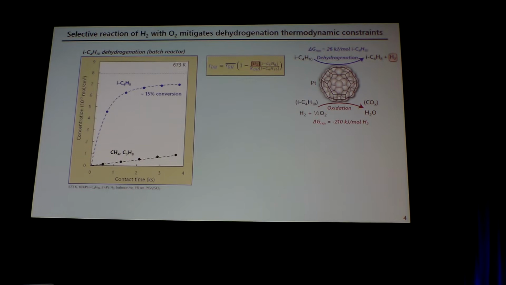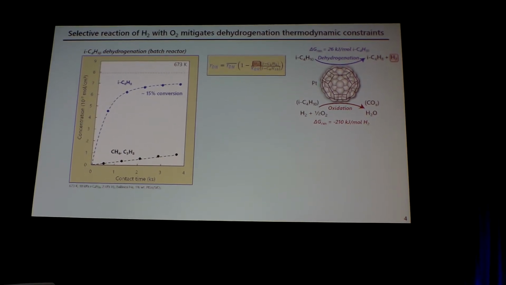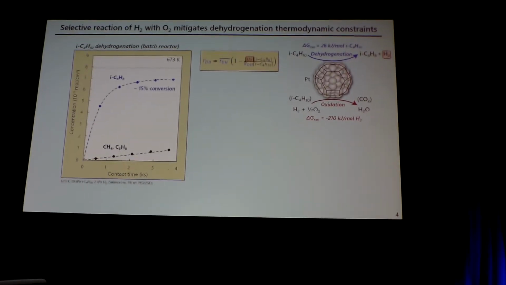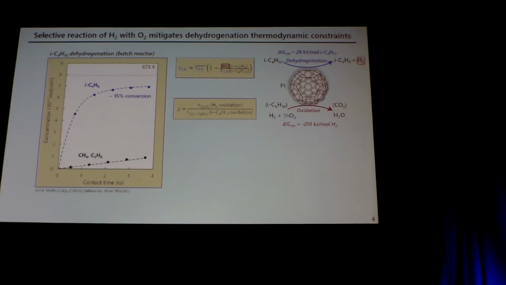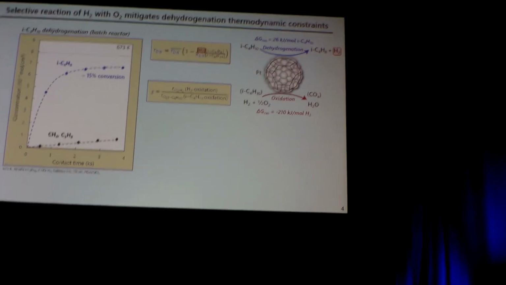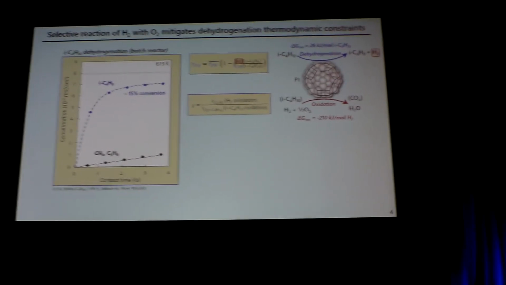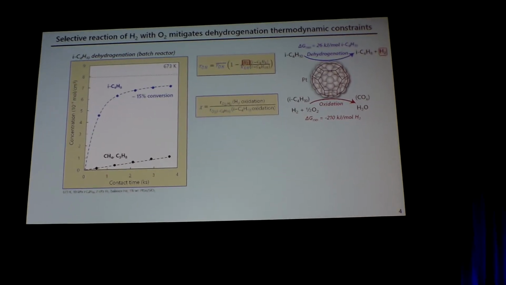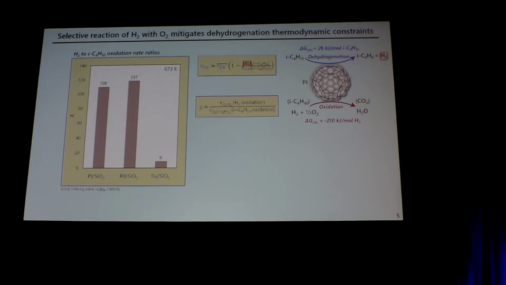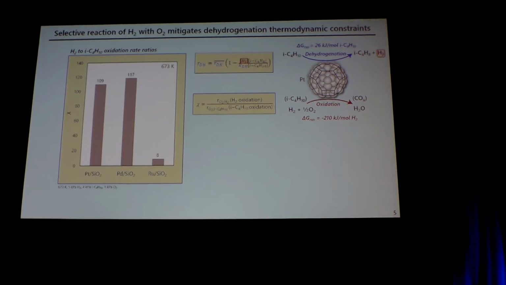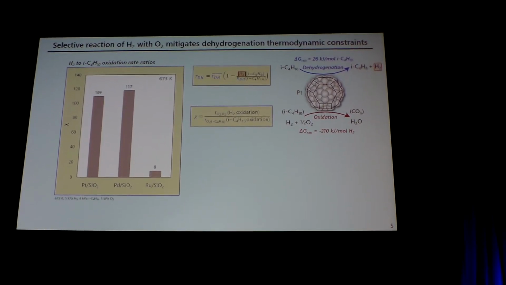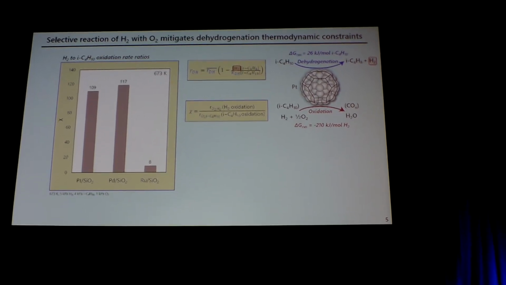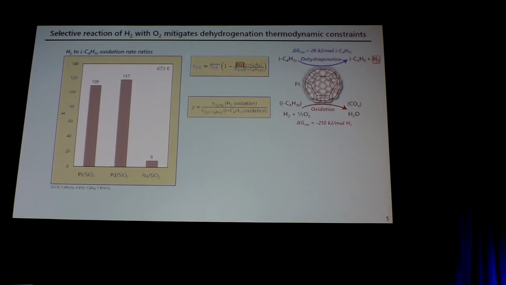But the main problem with this approach is that the alkanes and alkenes can combust as well to form CO and CO2. Now, we define a selectivity parameter chi as the ratio of oxygen consumed via hydrogen oxidation to that consumed via hydrocarbon oxidation. And looking at this reaction on noble metal catalysts, we see that platinum and palladium are remarkably selective for this reaction, with selectivity parameters of about 100 at these conditions.